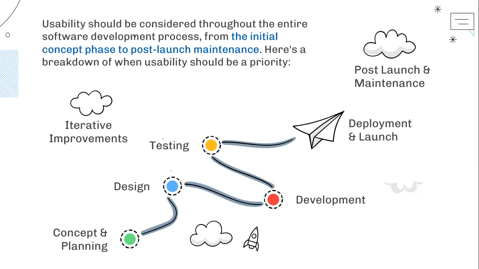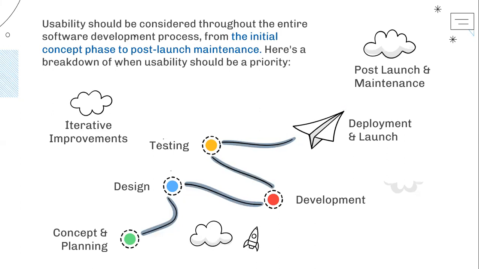The next is the design phase. During the design phase, usability considerations are integral to the design process. This is the stage where wireframes, prototypes, and user interfaces are created. Design decisions such as layout, navigation, and information architecture heavily influence the overall usability of the system.